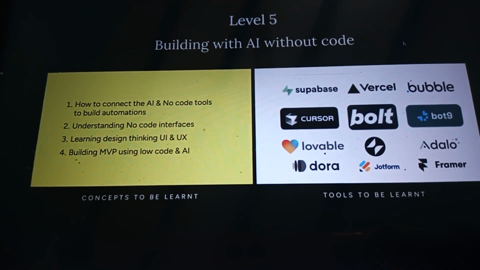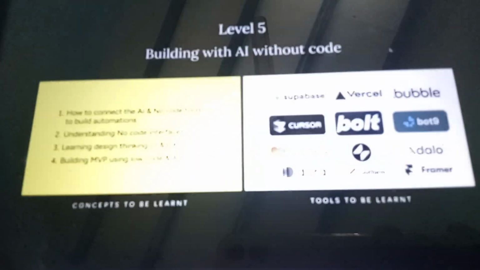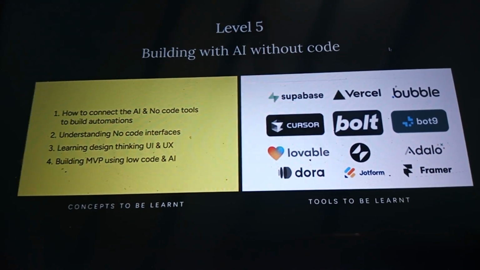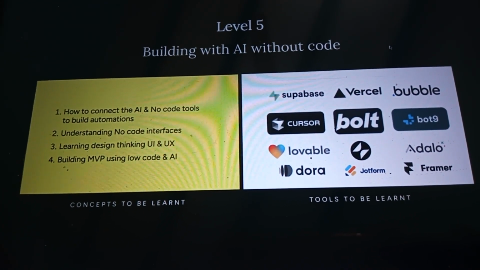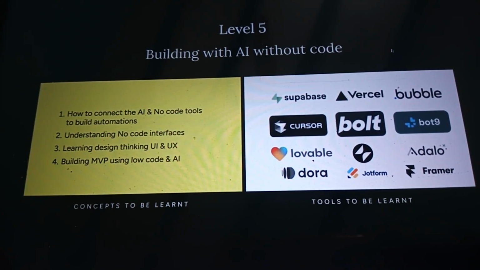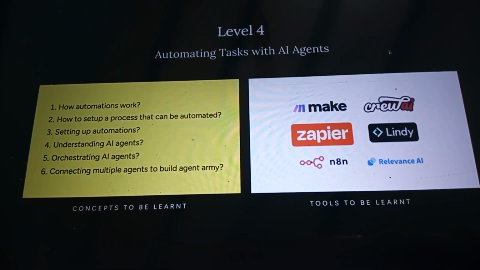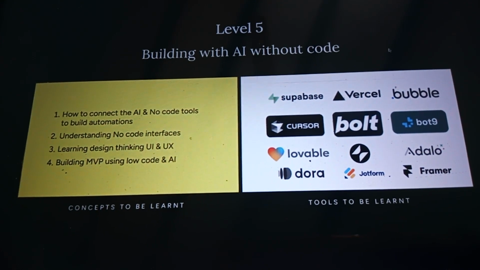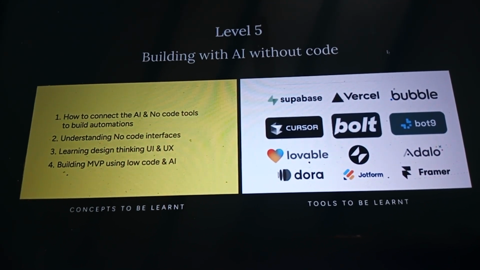So level 5 is about building AI products. And you know what? You cannot even do level 4 and level 5 if you have not done levels 1, 2, and 3. You need to know how to do prompting. You need to know about large language models. You need to know about diffusion models for you to have that foundation to be able to build. In level 4, you build AI agents. In level 5, you learn how to build AI products without writing a single line of code.